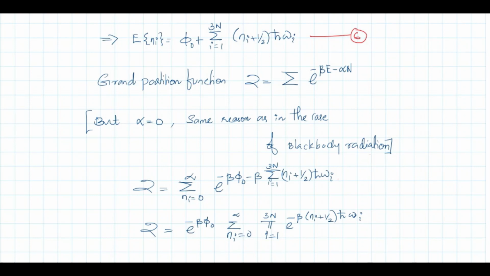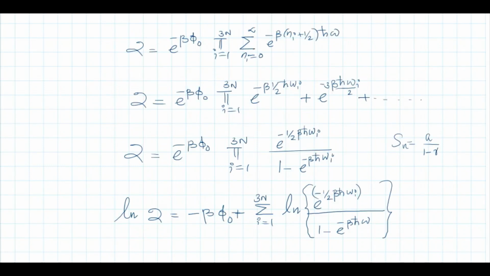Sigma ni equal to 0 to infinity. Exponential of a sum is product of exponentials. So using that idea, we can write it as pi i equal to 1 to 3n e raised to minus beta ni plus half h cut omega i. Now we can reverse the order of taking summation and product.